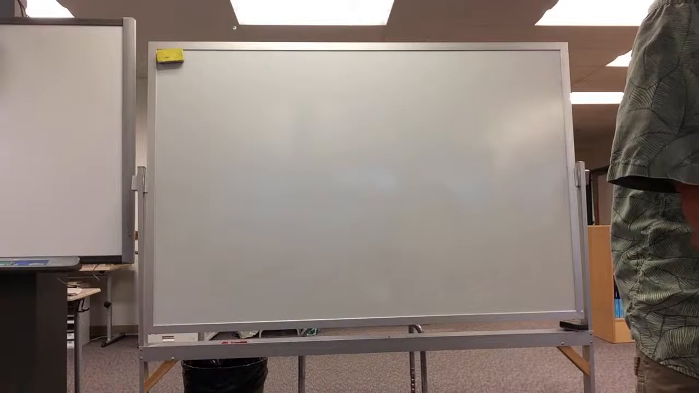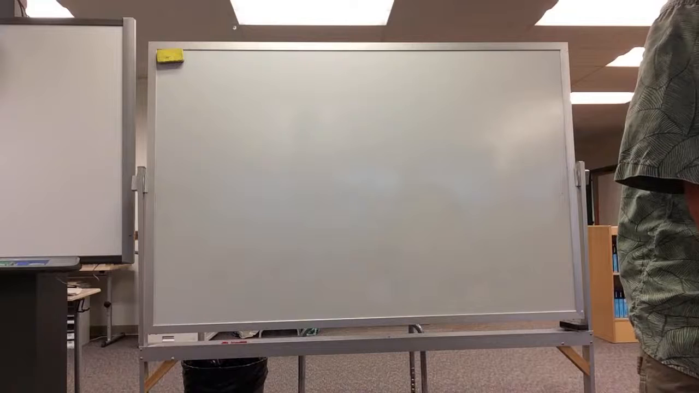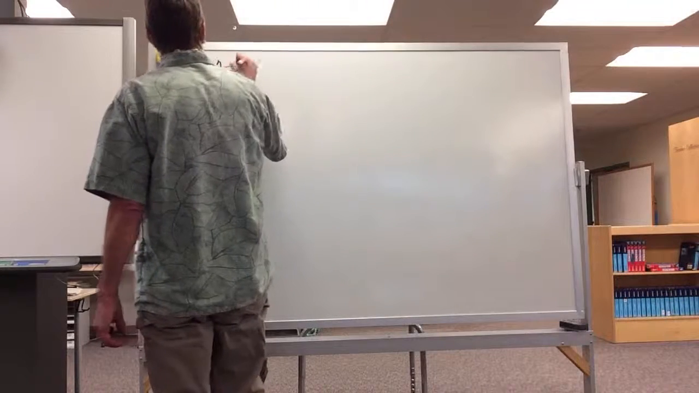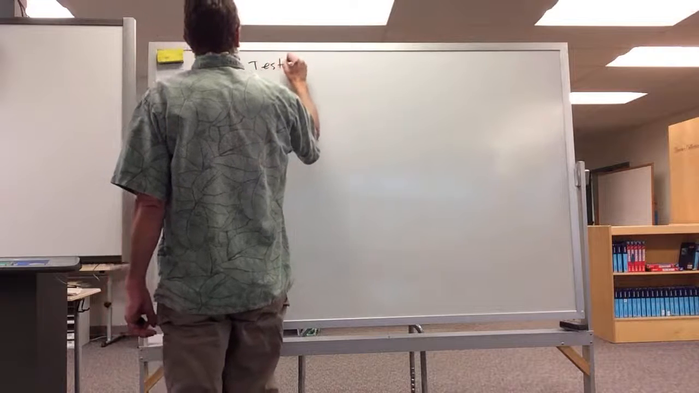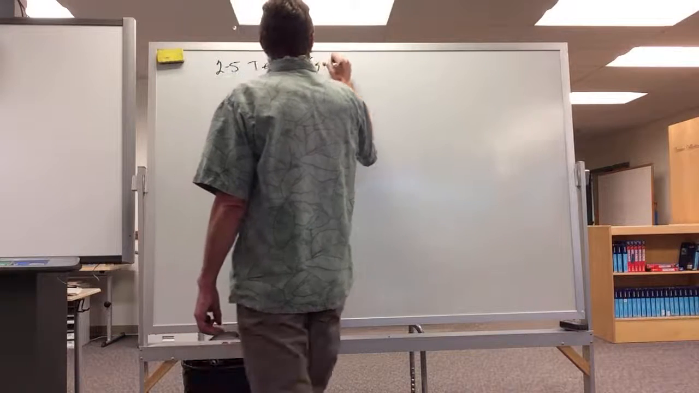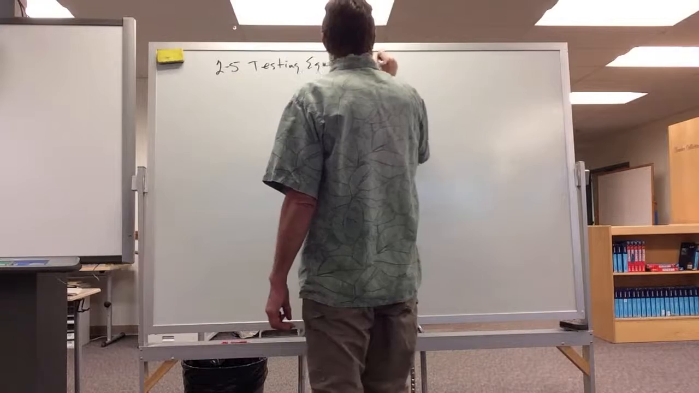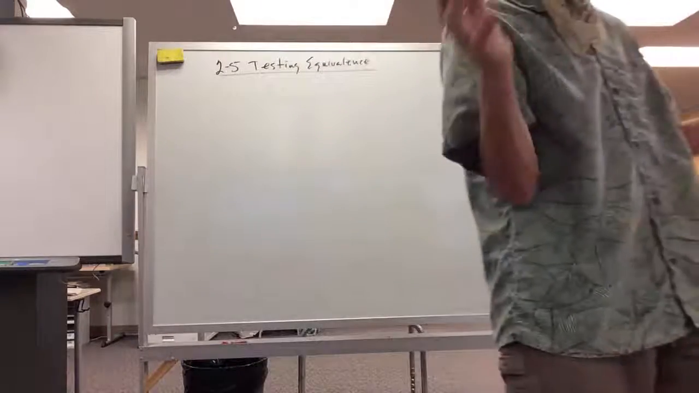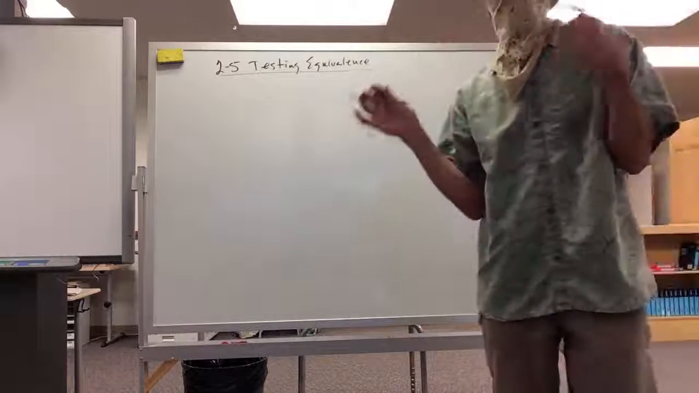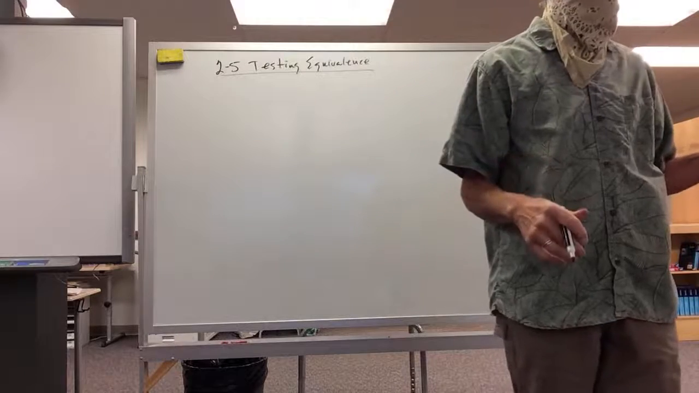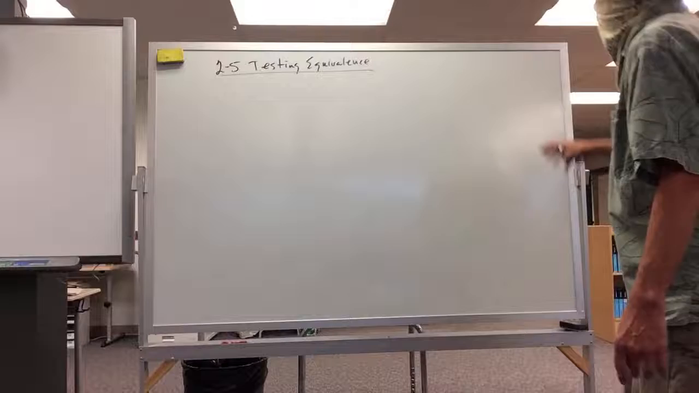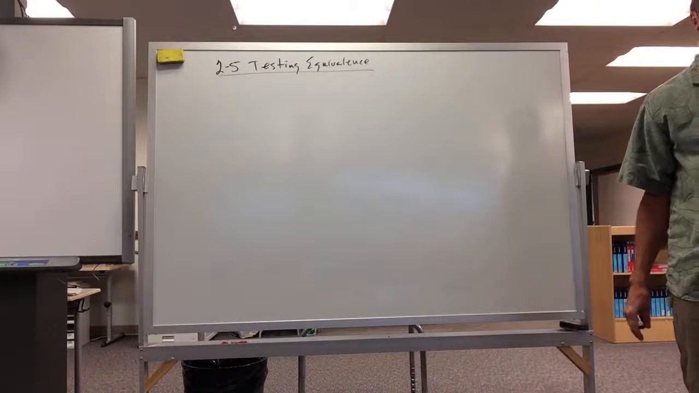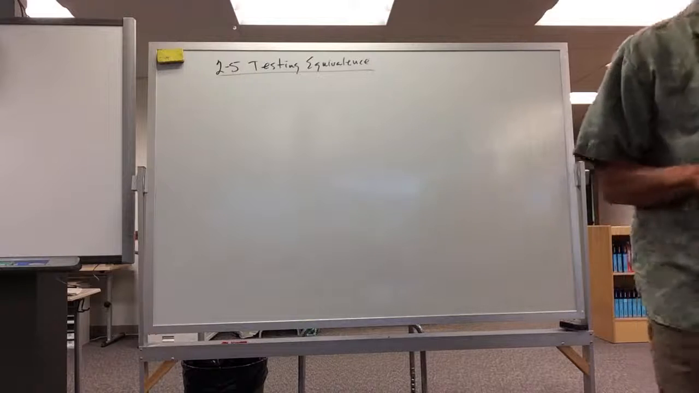So we are on 2.5, testing equivalence. This is a pretty important one. I think they all are. Testing equivalence, what this basically means is that we have two different expressions, and we want to have different ways to see if they are the same as one another. So a little bit of what we did there with number 8, that's the idea, but we're going to take it much further than that.